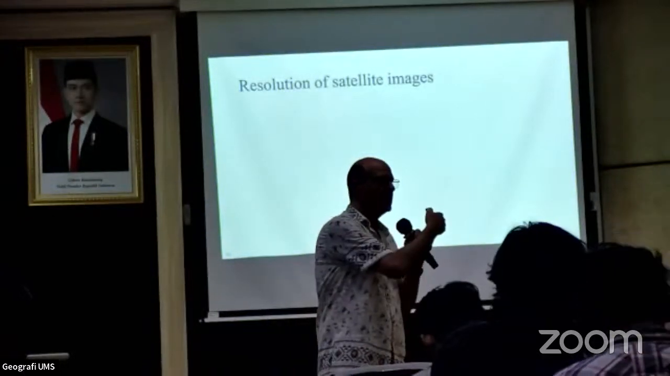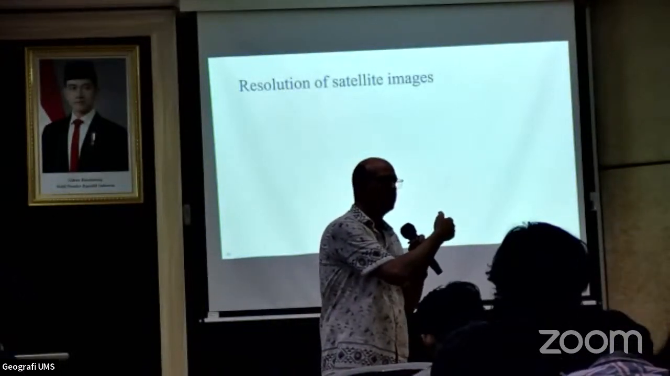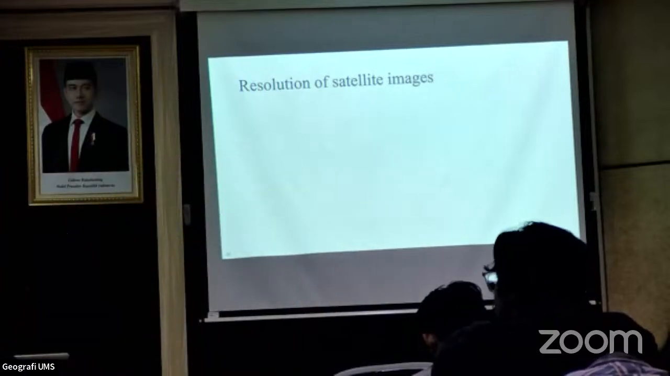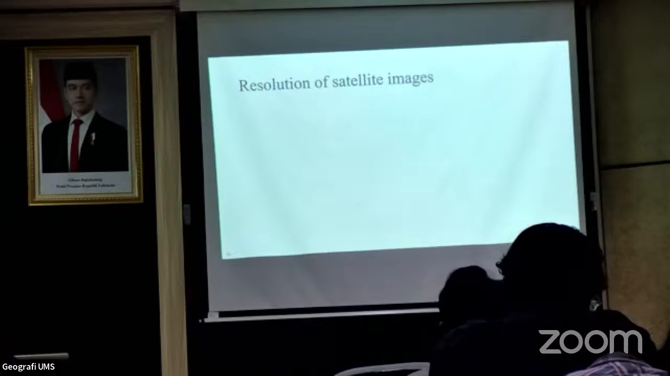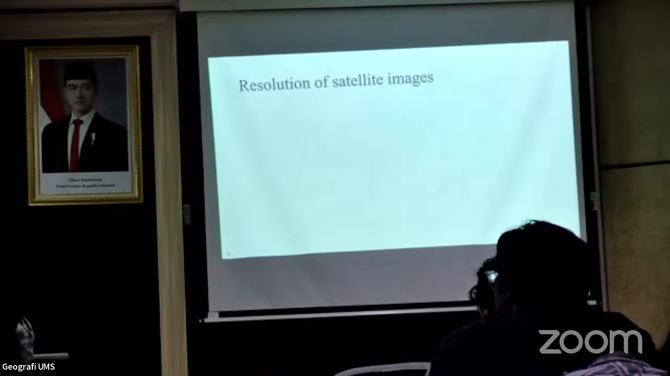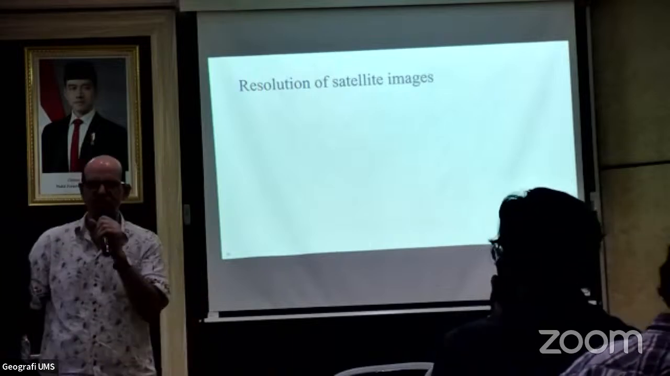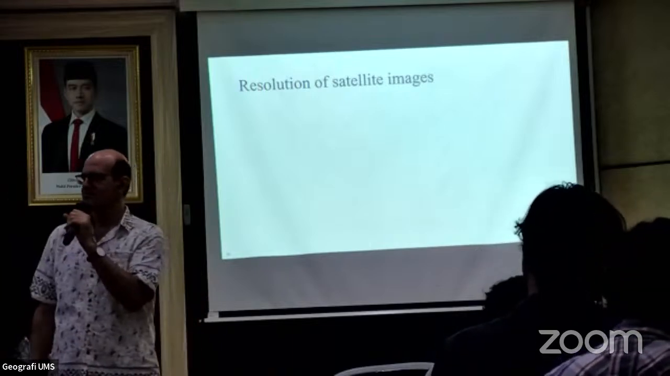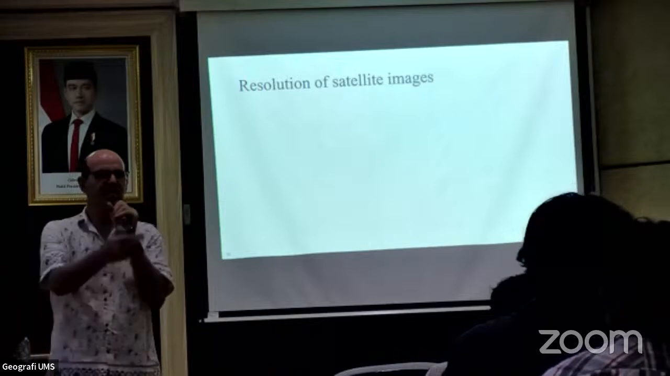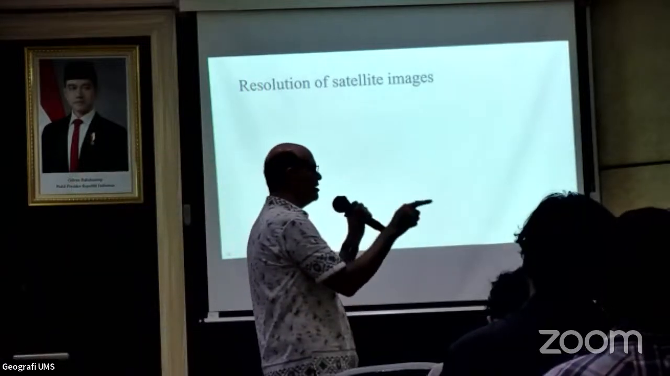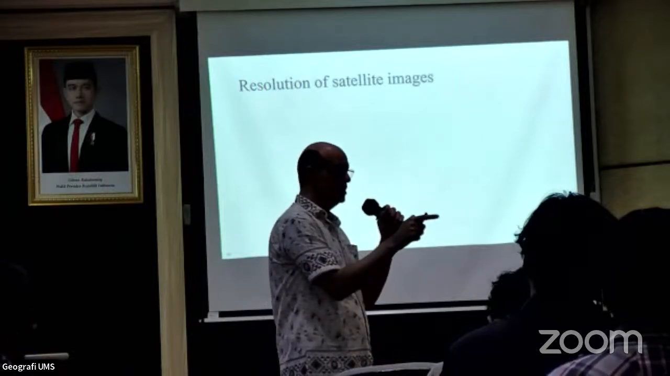Am I talking about spatial resolution or temporal? Any idea? I said different images have different resolution. What resolution am I talking about? Spatial or temporal? No, when I say resolution, it can be any. It can be spatial, it can be temporal. So resolution of satellite images can be both.